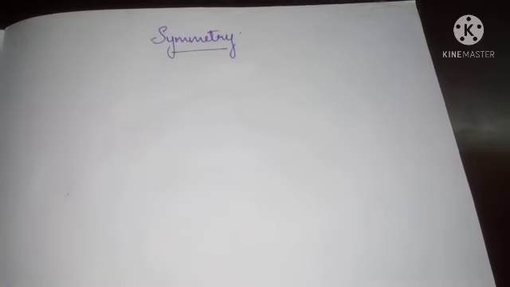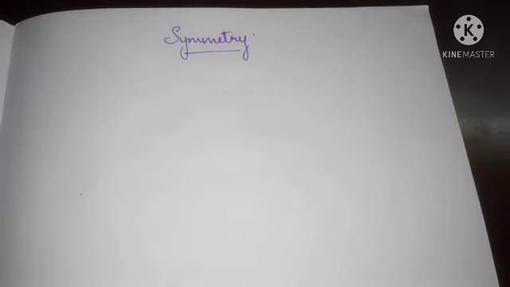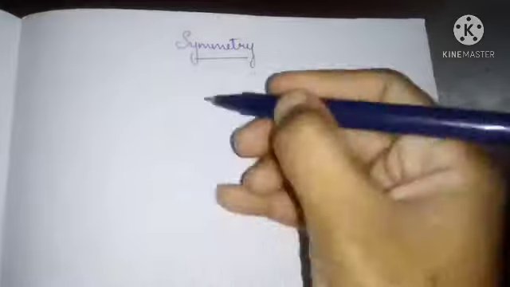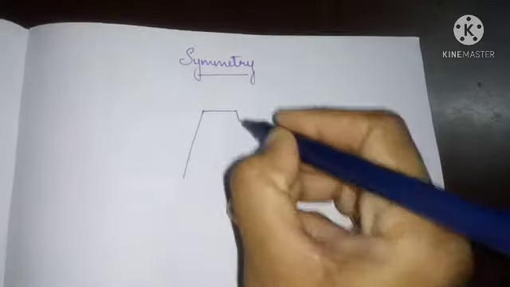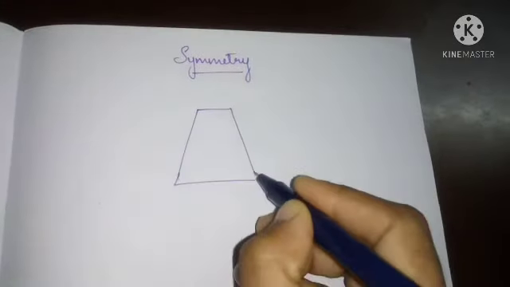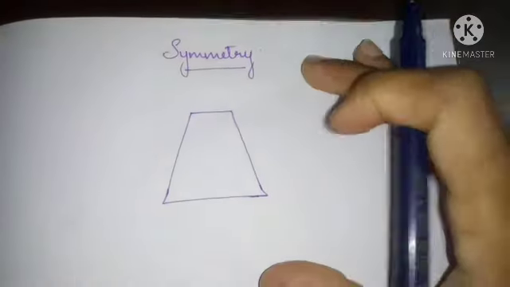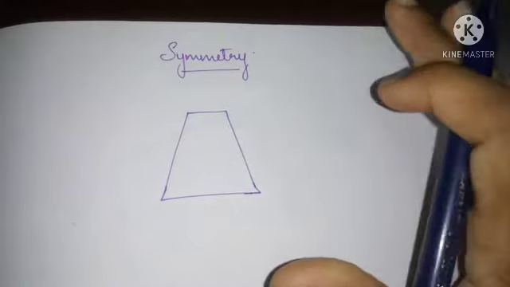This symmetry is actually seen in objects, some diagrams, some places, some buildings. There you can see this symmetry. What does symmetry mean? When an object is equally proportionate. When you find some diagram, for example, this is one diagram. You can see that this diagram is symmetrical.